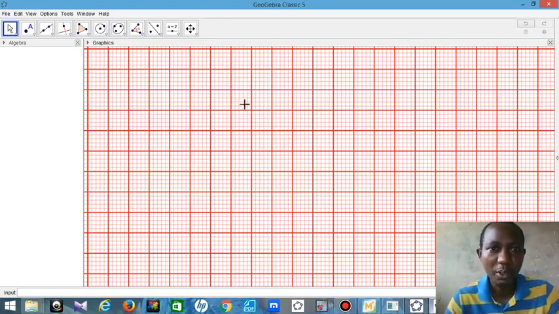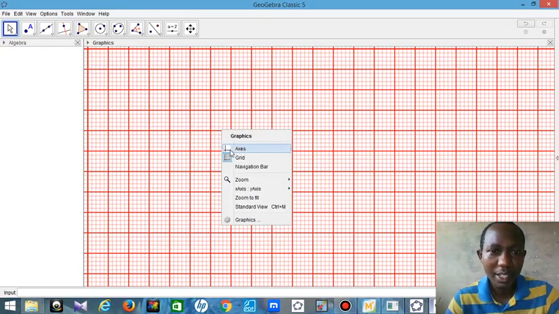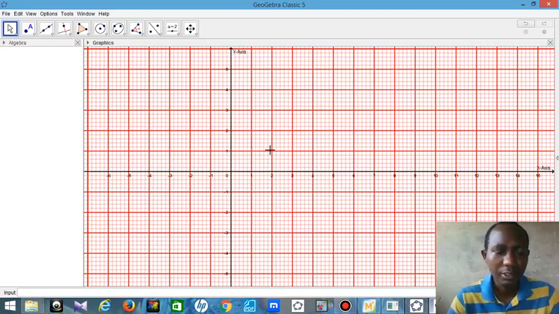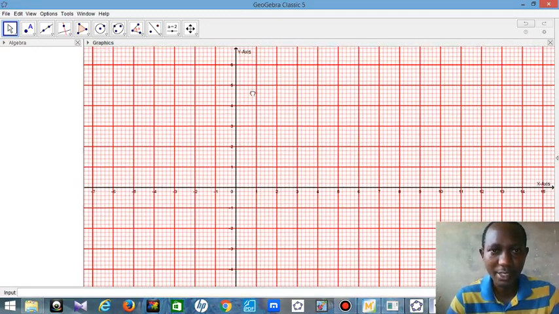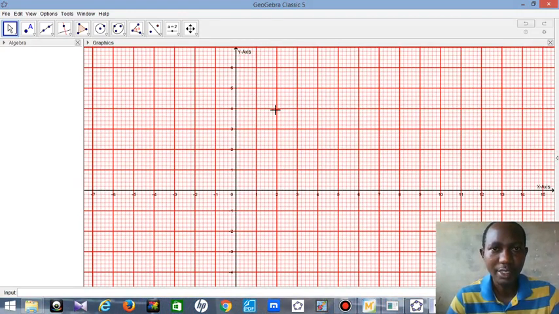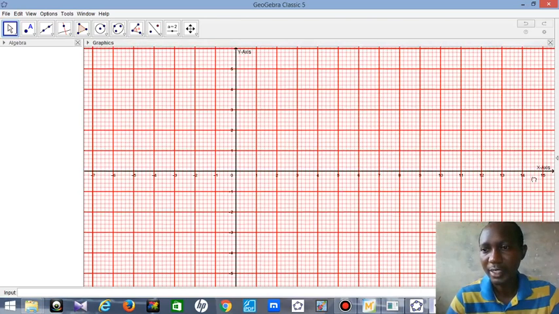But in this topic, we are not going to plot, but we are going to get points, then calculate some distances and some other parameters. As time goes on, we shall do more calculations. So if I introduce my axis here, now I've put my axis, you can see the y-axis, you can see the x-axis here.